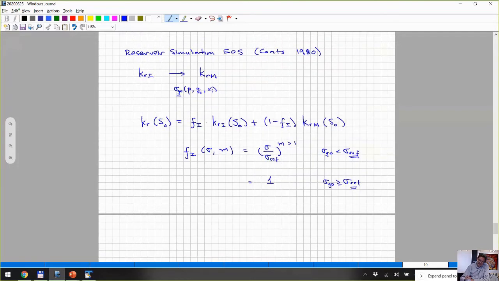So the function basically looked like this: IFT, IFT reference, Fi 0, 1, and then this would go to, let me put the reference a little bit further away.